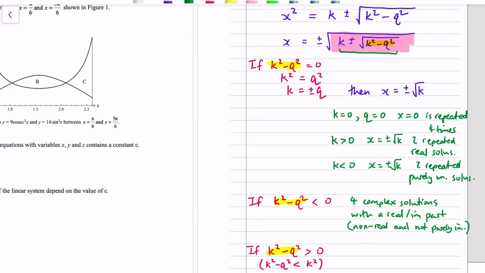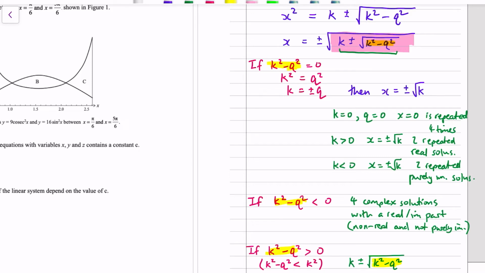And what does that mean? If I have k plus or minus root k squared minus q squared, and I know that this thing here is less than k squared, so if it's less than k squared, when I square root it, I've got something that's less in magnitude than k. So k minus that will be greater than 0, and k plus that will be greater than 0, depending on what k is.